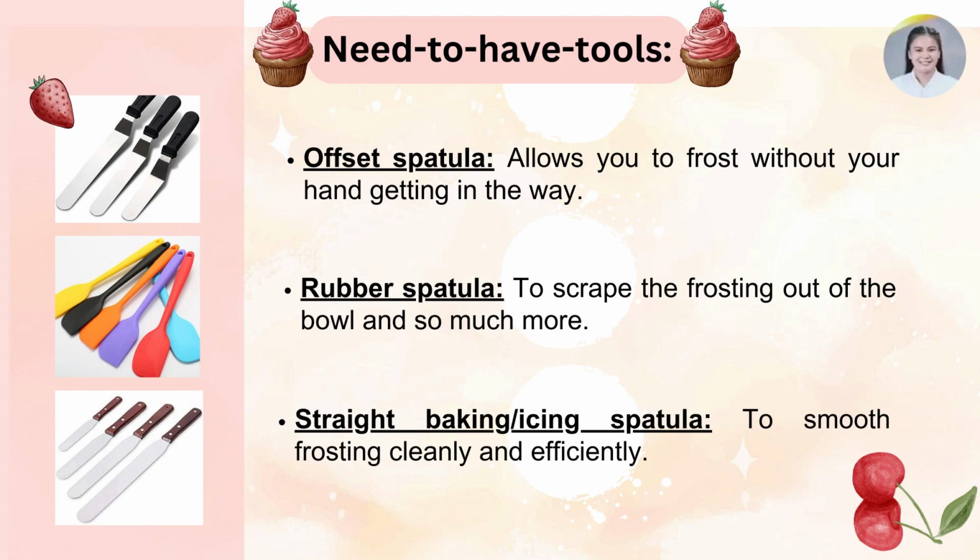Next is the straight baking spatula or icing spatula. It is used to smooth the frosting cleanly and efficiently. So an icing spatula, also known as a cake spatula, is a kitchen tool used for spreading, smoothing, or frosting cakes, cupcakes, and other baked goods. It is typically a flat, narrow blade with a straight and slightly offset handle.